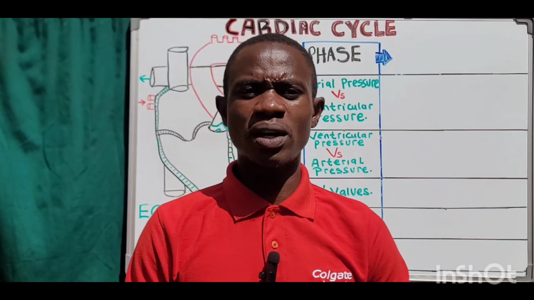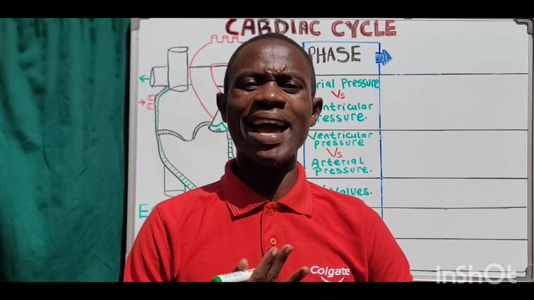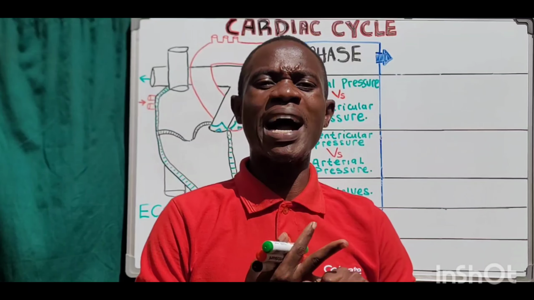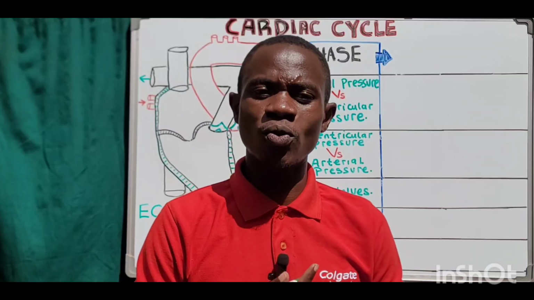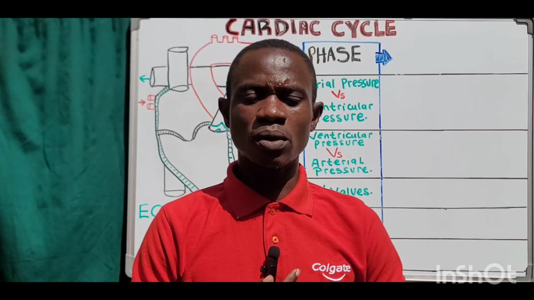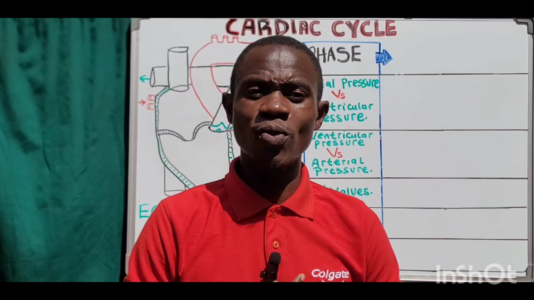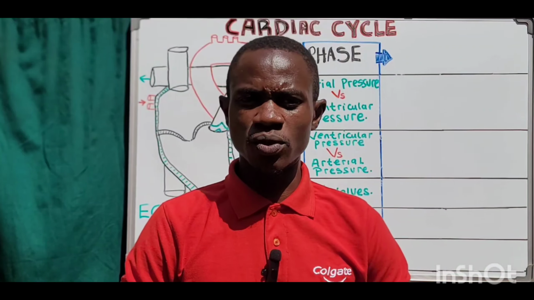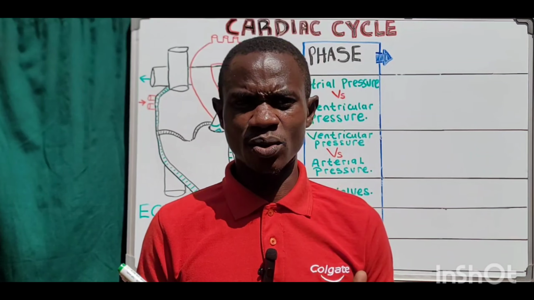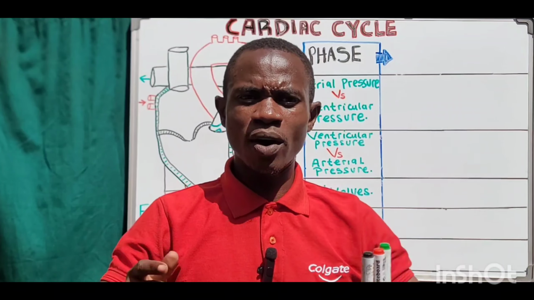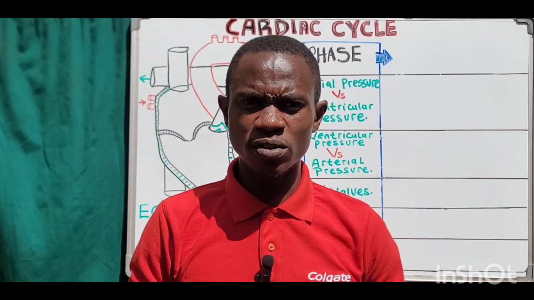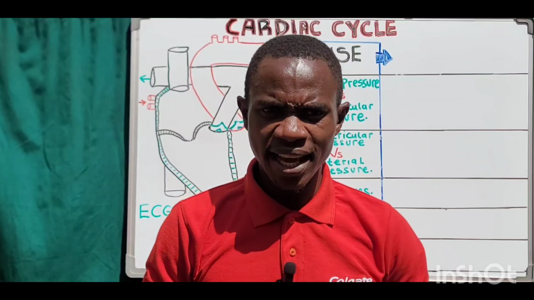We said that the first one was mid to late ventricular diastole, or mid to late ventricular relaxation. The second one was isovolumetric ventricular contraction. The third one was mid to late ventricular contraction, and the last one was isovolumetric ventricular relaxation. In this video we are going to see the events which happen in each one of those phases. Let's go ahead and get started.